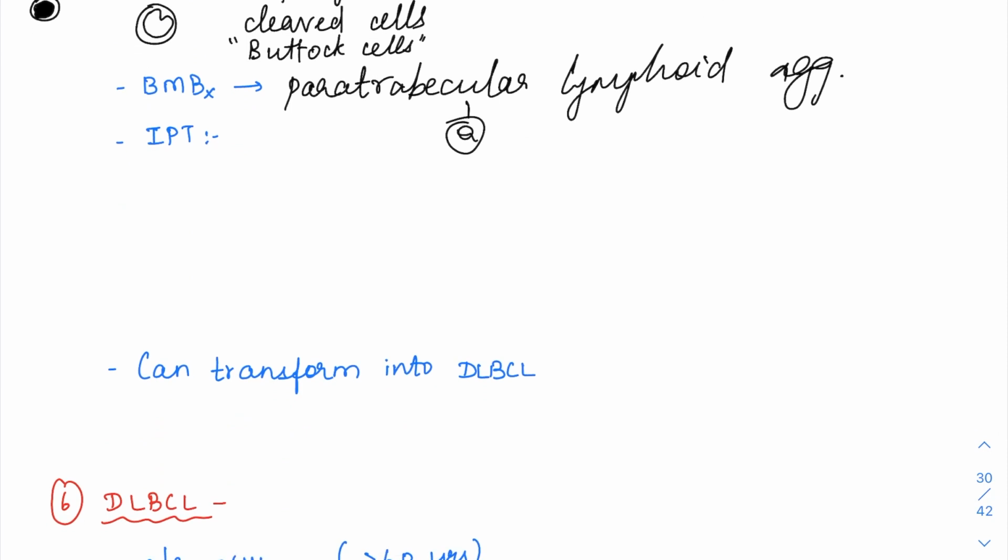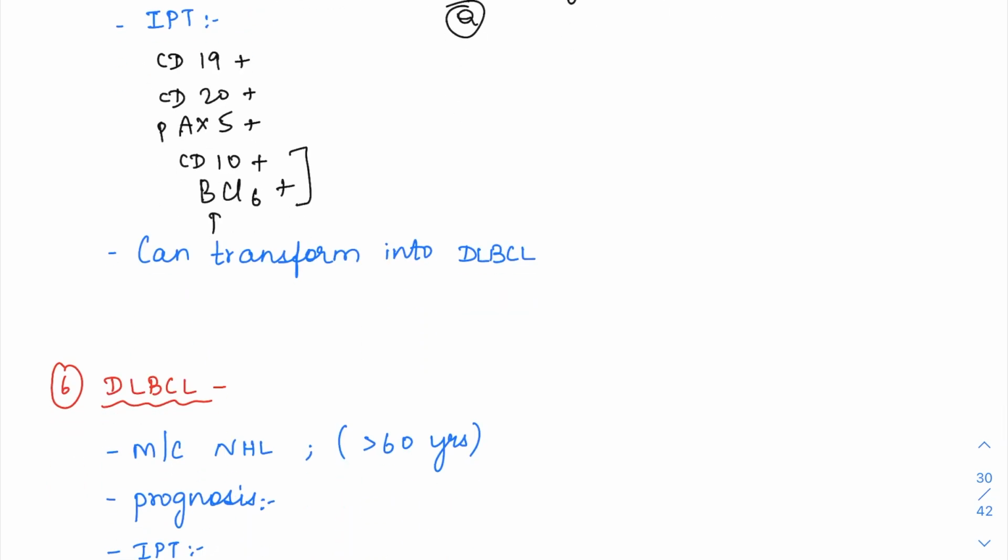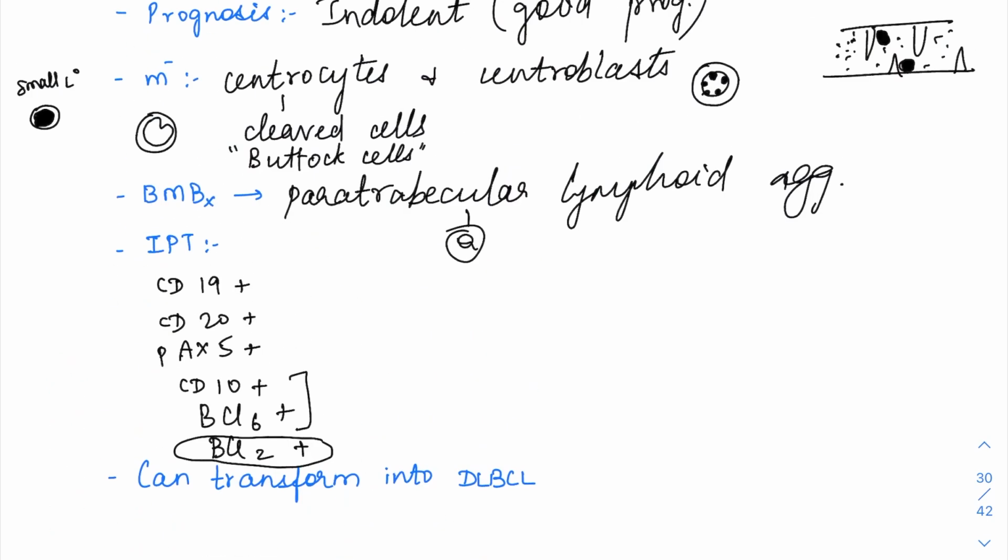Coming to the immunophenotype of follicular lymphoma, being a B-cell lymphoma, it is going to be positive for CD19, CD20, PAX5. All of these B-cell lymphomas we discuss are going to be positive for CD19, CD20 and PAX5. Apart from that, being a follicular germinal center lymphoma, it is going to be positive for CD10 and BCL6. BCL6 and CD10 are germinal center markers. Then there is BCL2, which is going to be positive. BCL2 positivity is very specific for follicular lymphoma, not necessarily specific, but as such it is kind of specific.